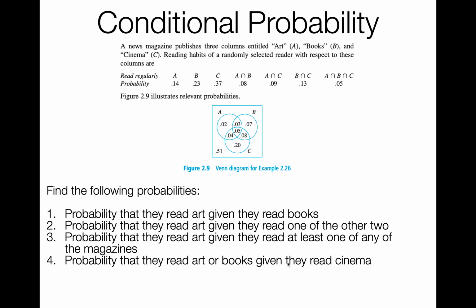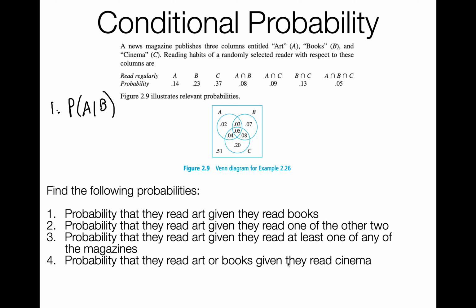So, the first probability that we're going to look at is the probability that they read art given that they read books. Okay, and so I have to do work on all sides of this slide. I'm sorry for that. It's going to look a bit scattered, but we only have so much space. So number one, I'll start right here. The probability that they read art given that they read books. So that's the probability of A given B. Right? Art given that they read books.